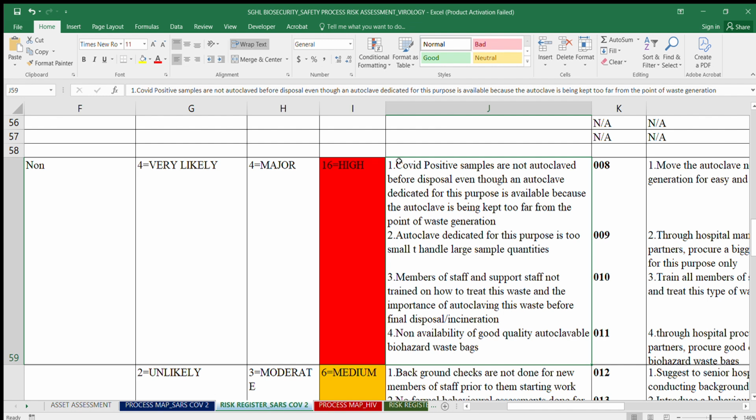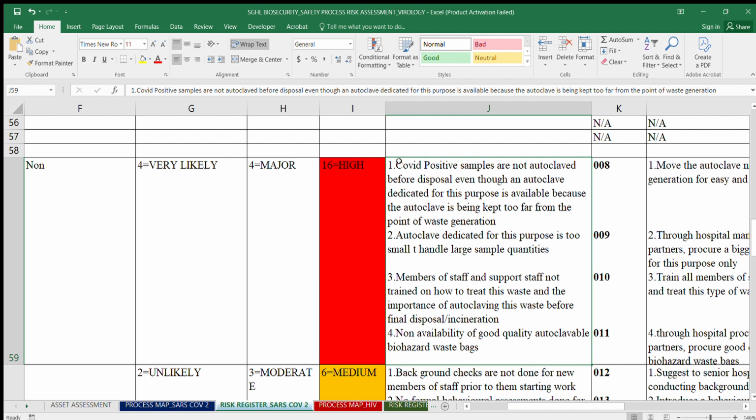You may have an autoclave, but the autoclave is kept very far from the point of waste generation, and therefore you as a personnel, you just feel the need to just discard the samples in your bin and not autoclave the waste before the waste is taken to the incinerator. So you do not treat the waste before it goes for the final treatment.